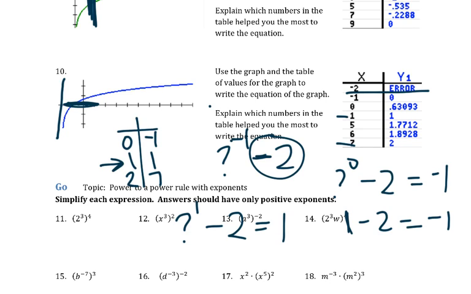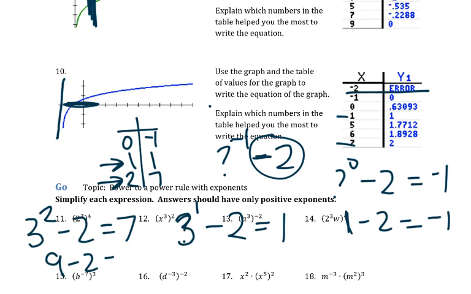Well, again, anything to the first would be that same thing. 2 minus 2 would be 0. 3 minus 2 would give us 1. So let's try this one. 3 squared minus 2, would that equal 7? 3 squared is 9. 9 minus 2 equals 7.